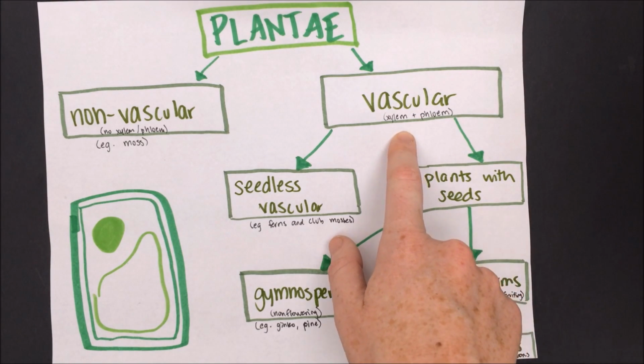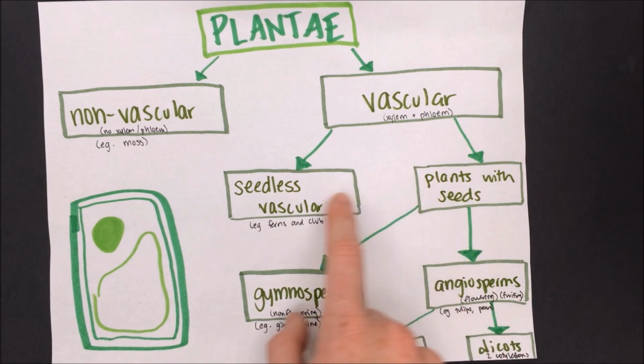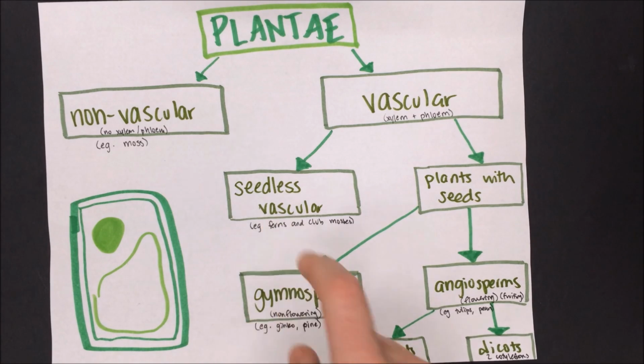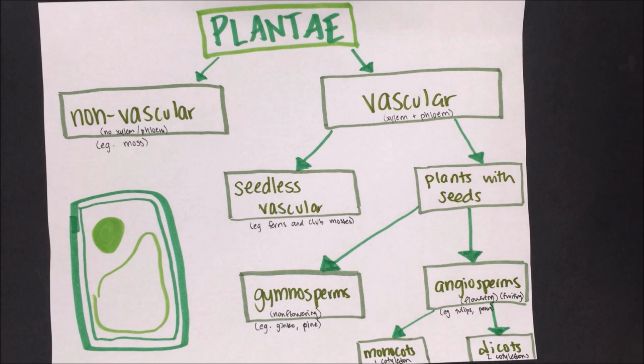Vascular plants can be further broken down into plants that have seeds and plants that don't. Some plants like ferns do not have seeds. They instead reproduce using spores.